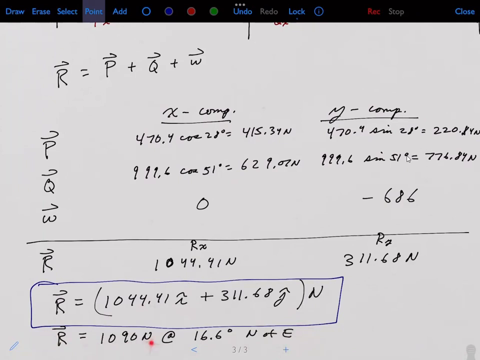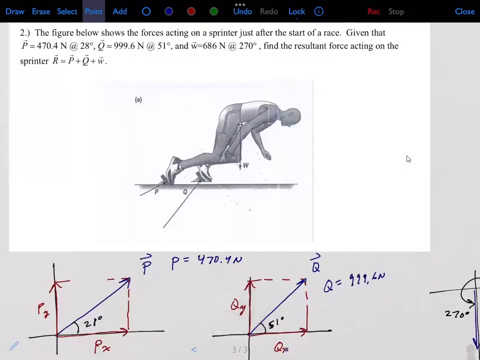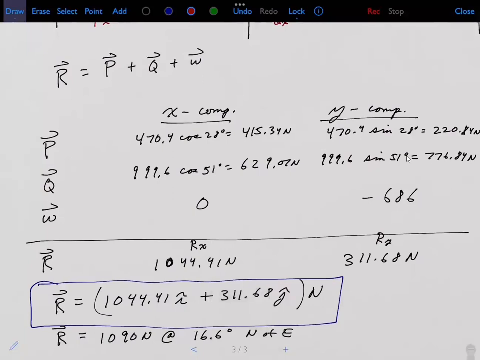So because I have this vector, this net force here, that means that this sprinter is going to accelerate. They will have an acceleration in the same direction as that force. Okay, which makes sense. They're accelerating out of the blocks here in the beginning of the sprint. Whereas in the other case, they hadn't started yet, so that net force should have been 0. That was the other problem. In this case, there is a net force, and it's at an angle of 16.6 degrees above the horizontal. So they're accelerating in that direction.